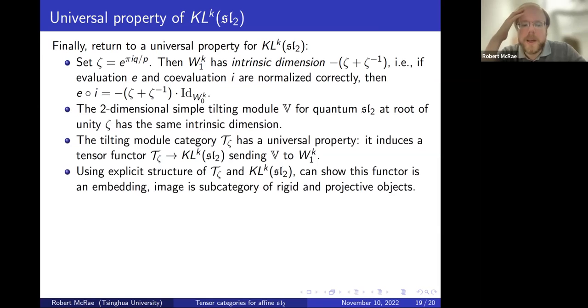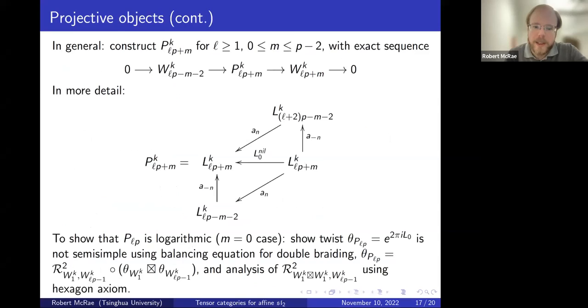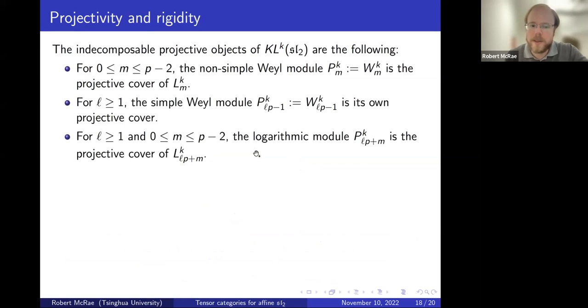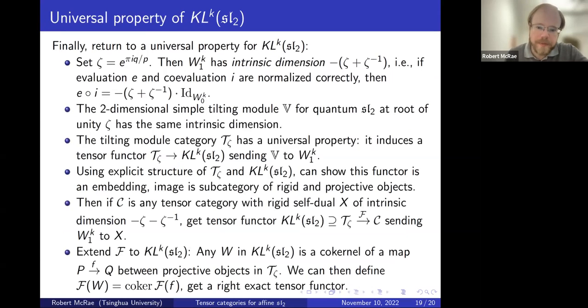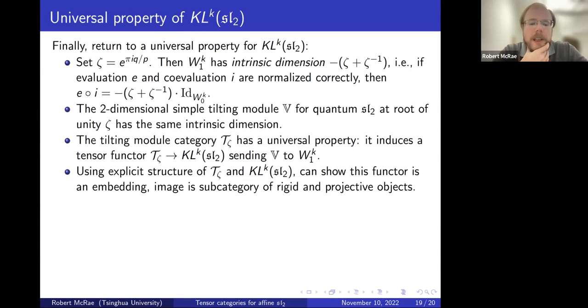And we can do that just by using the explicit structures of these two categories that we have already derived, especially this structure of the projective modules with this sort of length 4 diamond structure, which is something that you also see for tilting modules. So we can show that this is actually an embedding.